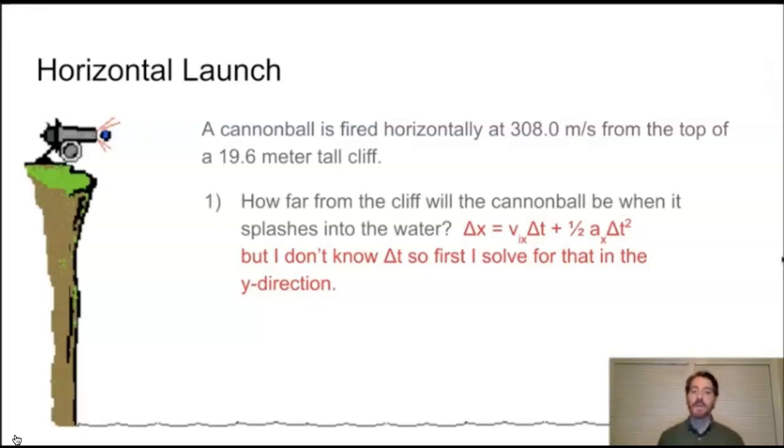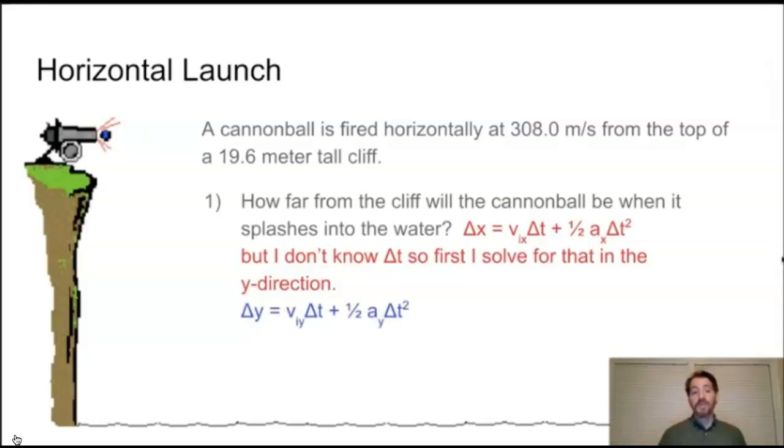We solved that a little bit ago with the cannonball that was just dropped 19.6 meters. It took 2.0 seconds. So this one that's moving 308 meters per second sideways will also take 2 seconds to hit the water. It's just that it'll hit the water much farther away from the cliff than the one that fell straight down.